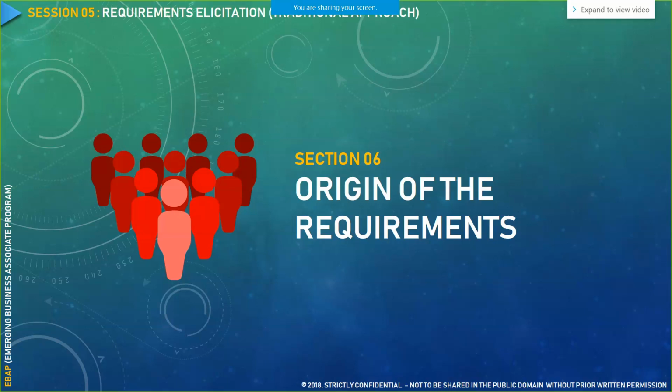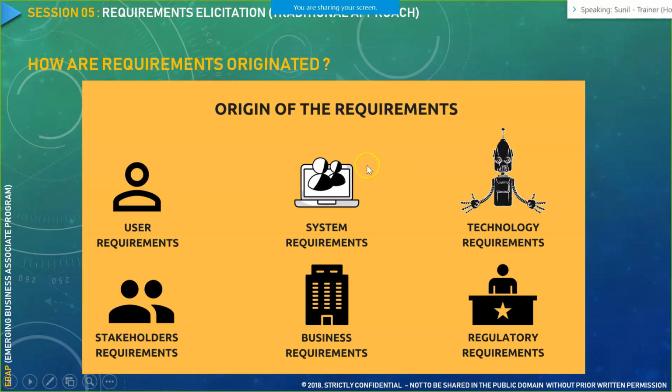Now, how are requirements originated? So we have different entities in a particular project. Like we have a system that needs to be built. Then we would have a certain set of users who would be using the end system. Then there would be a certain set of internal people, often referred to as stakeholders, who would be giving their requirements. Then there would be certain processes through which the system would be built. Those are called business requirements. And then there would be certain regulatory requirements.